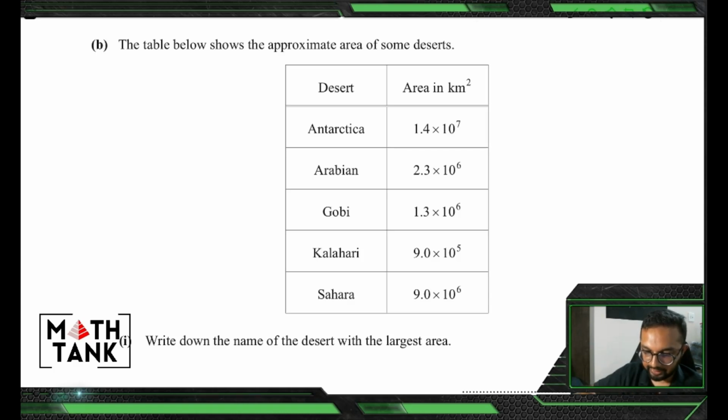The table shows the approximate area of some deserts. Write down the name of the desert with the largest area. So this tells me that this would have the most number of zeros at the end, regardless of if the number is small. But if there's an increase of one digit, I think that should be the largest area. So I can confidently say that it's going to be Antarctica.